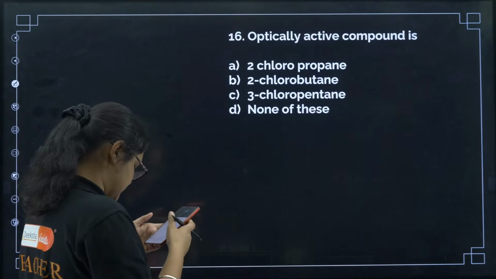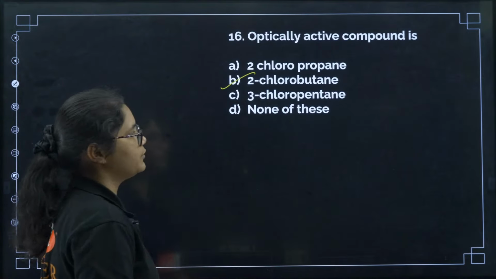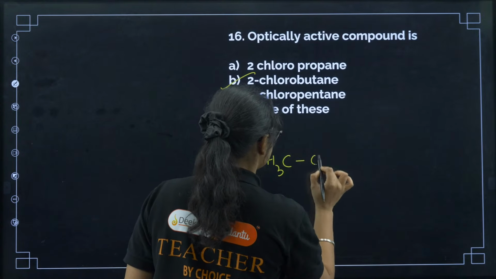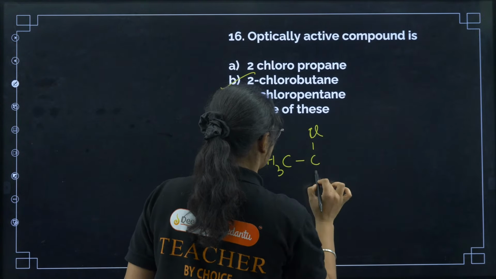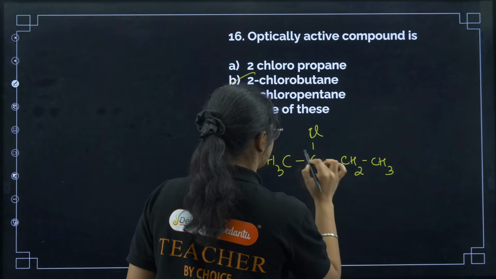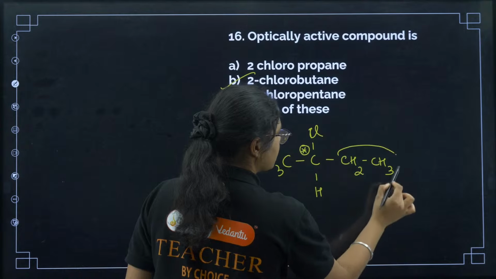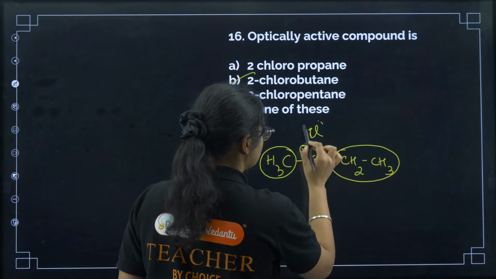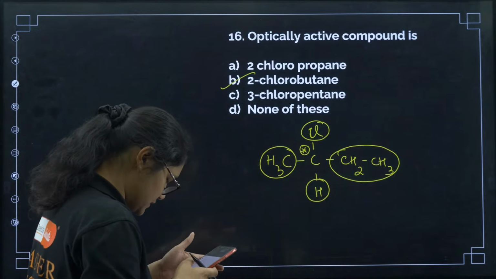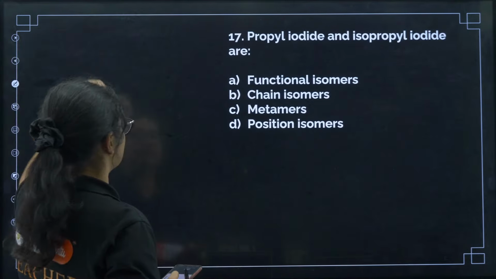16B. Yes, Nashmita Shetty is correct. 2-chlorobutane is the optically active compound. So if you see, it is like this, 2-chlorobutane, right? You can see that this carbon has, on one side an ethyl group, one side a methyl group, one side chlorine, one side hydrogen. 4 different groups are attached, so it is optically active. Yes, all of you are correct.